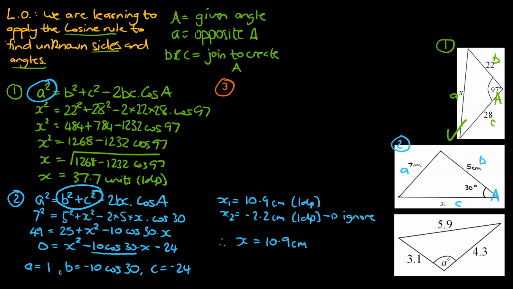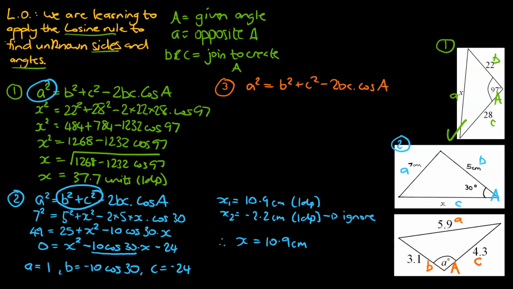So let's start off. Big A is the angle that we're given, or the angle that we're interested in this case. Opposite to that is little a, and B and C join together to make angle A. So let's write down our formula. A squared is equal to b squared plus c squared minus 2bc times cos big A.